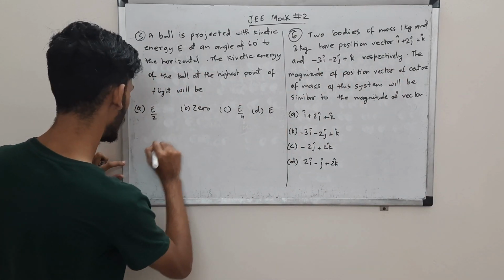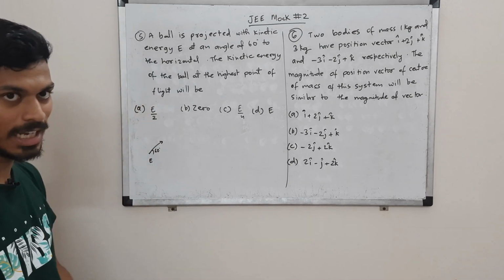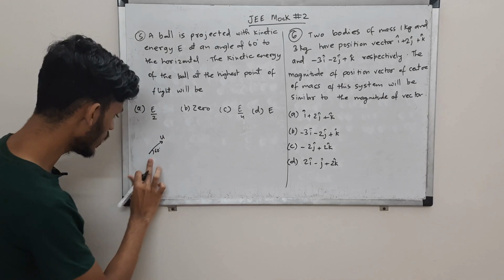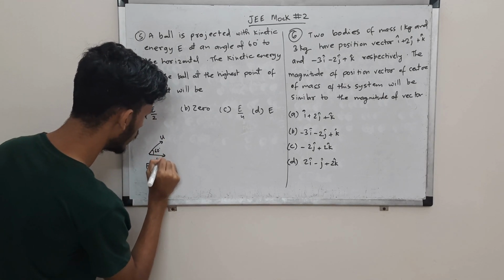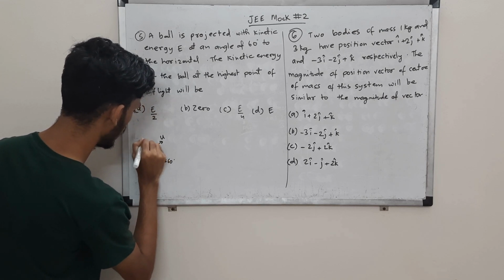So here we have the projectile motion at an angle of 60 degrees. Here the kinetic energy is E. Suppose the velocity is u, the initial velocity of projection. You can split it into components u cos 60 and u sin 60, right?